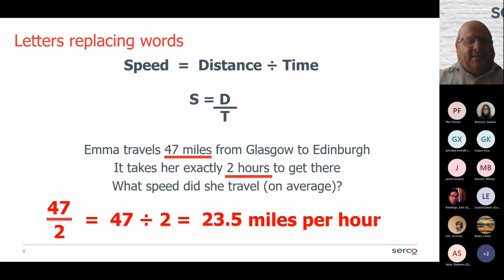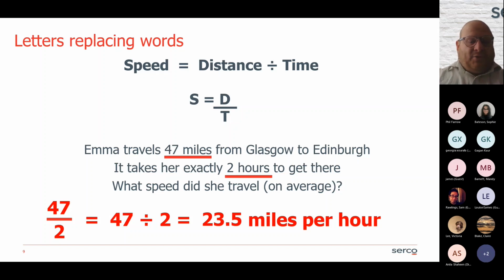So let's look at that in terms of letters. A quite common formula that can be used is to work out the speed of something, if you know the distance and you know the time of it. The way you do that is you take the distance of something and divide it by the time. So speed equals distance divided by time.